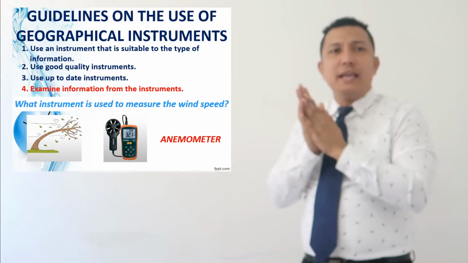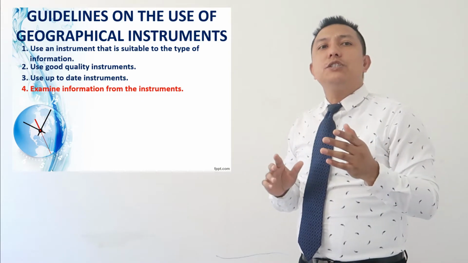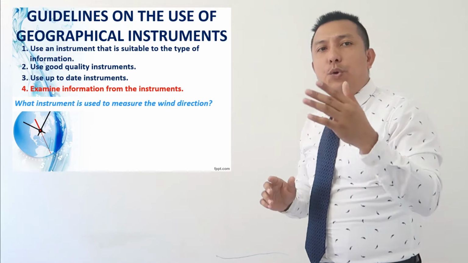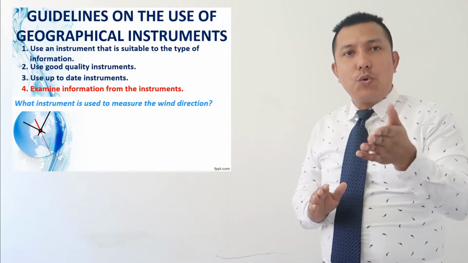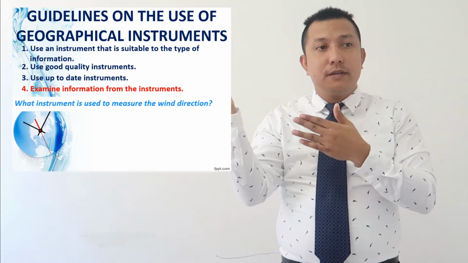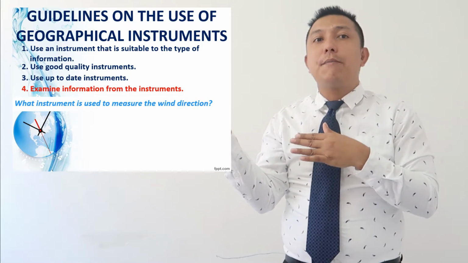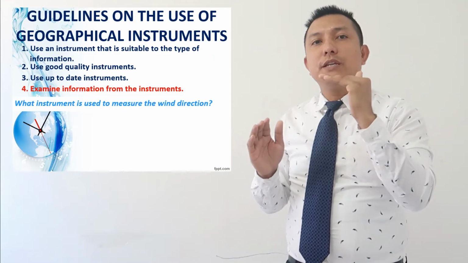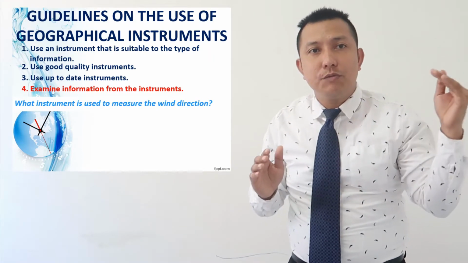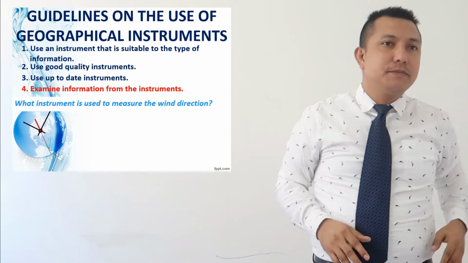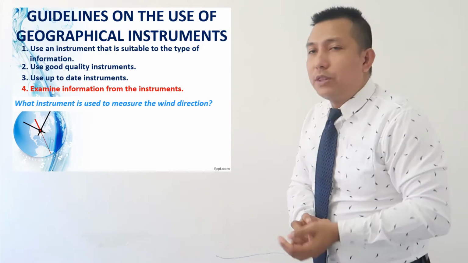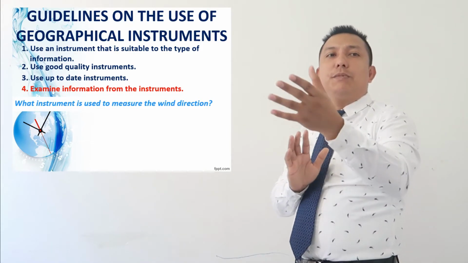Okay. Next question. What instrument is used to measure the wind direction? A while ago, I asked you about the wind speed, but now I'm asking you what instrument is used to measure the wind direction. Okay. Remember, we have the directions north, south, east, west. What do you think? The instrument that we need to use?